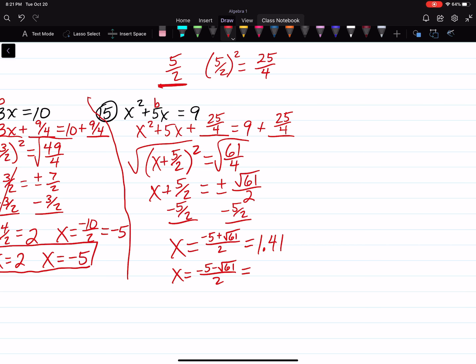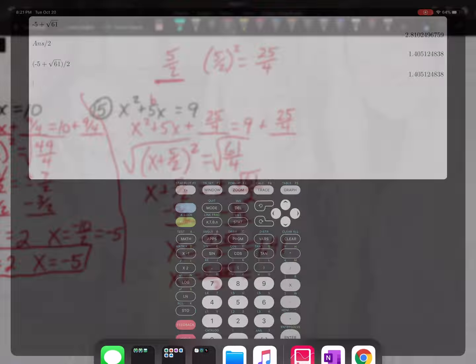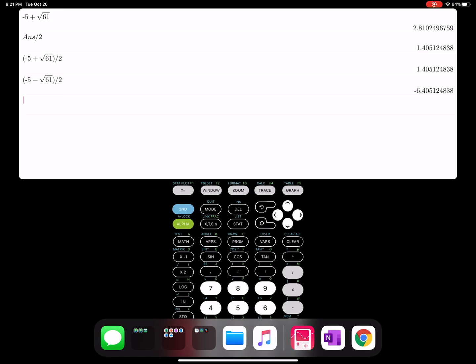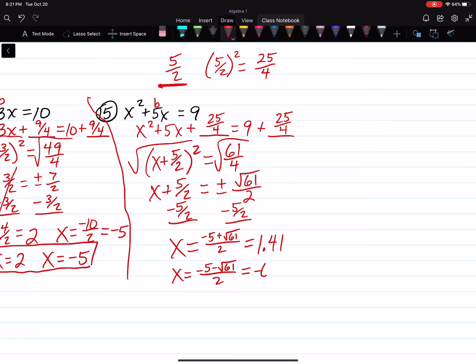All right, and then on our calculator, we can hit second enter, and it brings up the same problem. And basically, you just need to change that plus sign to a minus and hit enter again, and you get negative 6.41. Negative 6.41. Those are your two answers. 1.41, negative 6.41. Okay?